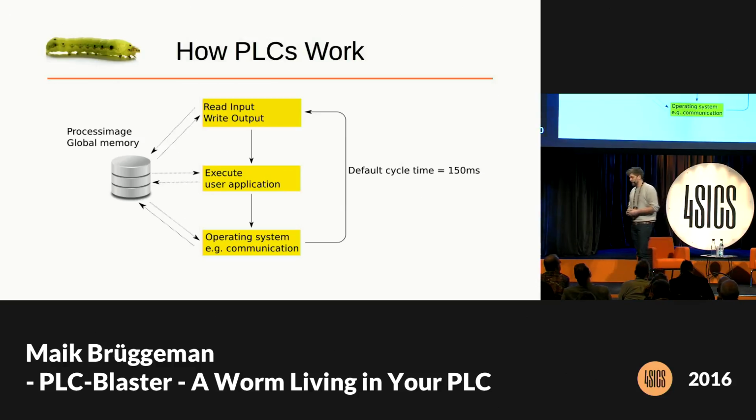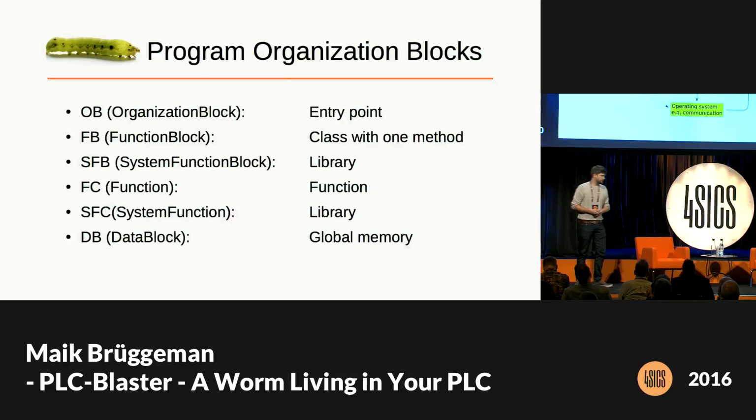There's an upper time limit for each cycle. This is called the cycle time, and on Siemens PLCs, that is usually 150 milliseconds. And if one cycle takes more time, the PLC will report an error and stop the execution.